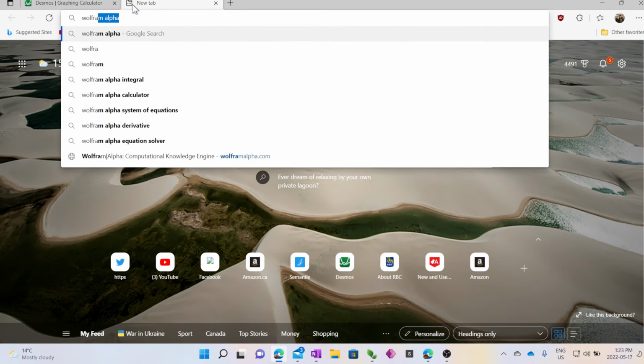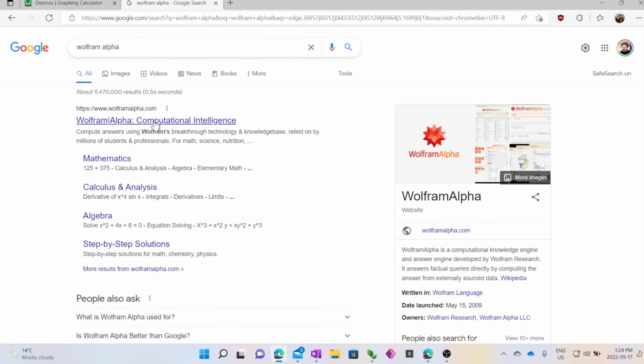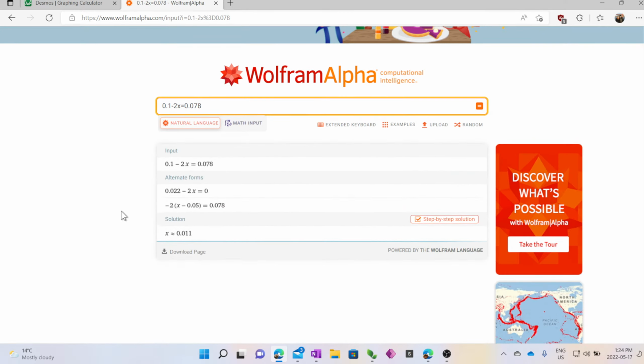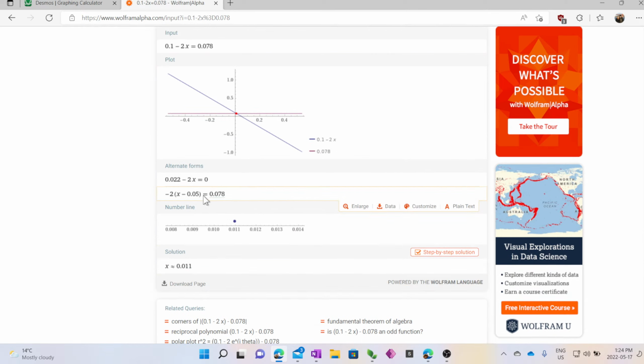On the other hand, if you go to Wolfram Alpha, well, we love Wolfram Alpha because I can say 0.1 minus 2x equals 0.078. I can do that, and boom, it'll just solve it for me. See that? Isn't that beautiful? Listen, do I want you to practice your algebra? Yes. Do I want you to be good at algebra? Yes. Is this an algebra class? No. Now, will you be a better chemistry student if you're good at algebra? Yeah, but I would recommend checking your work every time with Wolfram because it won't let you down.